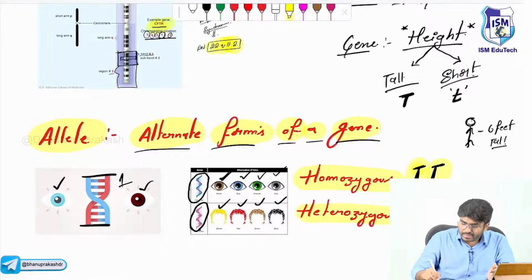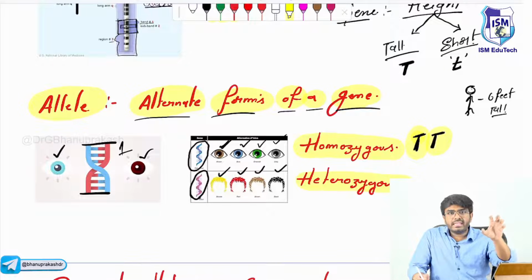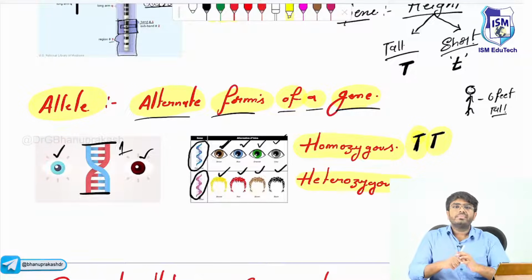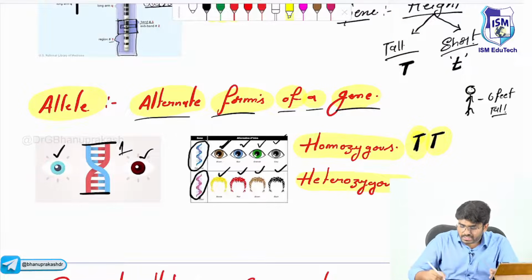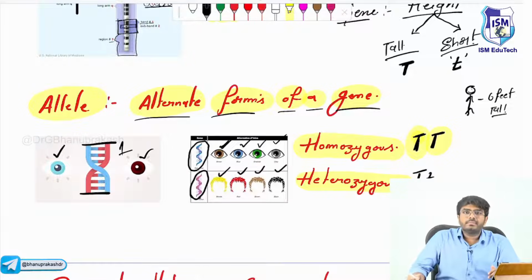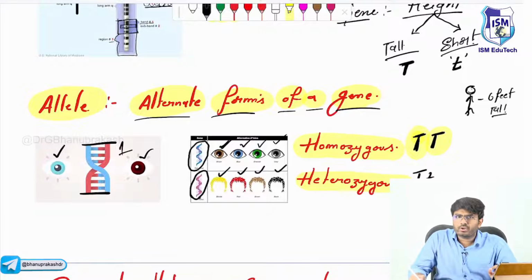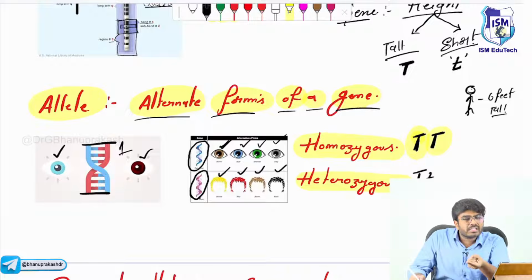Now, for example, if I am the person who has received one capital T gene from the father, which is coding for tallness, and one small t from the mother. Now, the genetic makeup will be capital T, small t. Is this person homozygous or heterozygous? This is heterozygous. Why? Because from the father, capital T is coming, and from the mother, small t is coming.